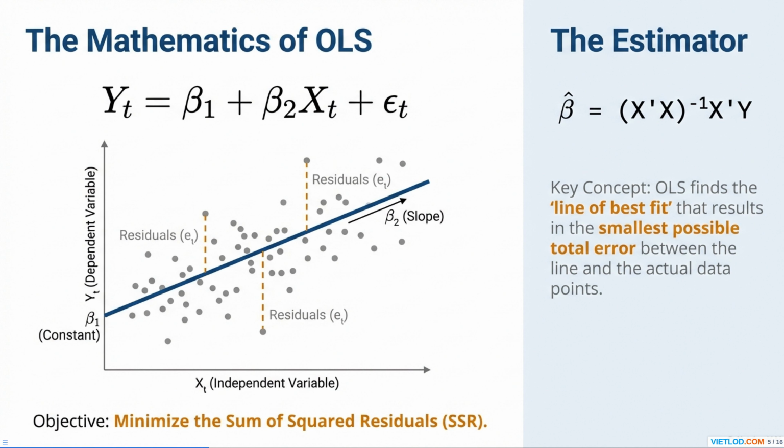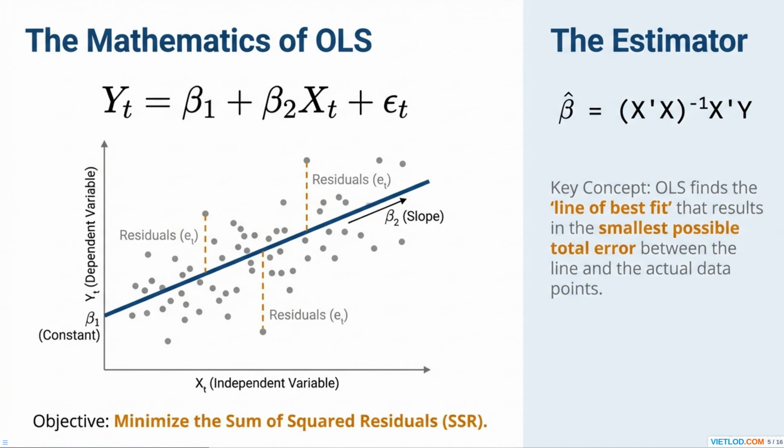The foundation of single equation analysis is the linear regression model. In its simplest form, with one independent variable, we represent it as y_t equals beta 1 plus beta 2 x_t plus epsilon_t. Here, y_t is our dependent variable. x_t is the independent variable, beta 1 is the intercept, representing the value of y when x is 0. Beta 2 is the slope, indicating the change in y for a 1-unit change in x, and epsilon_t is the error term, capturing all unobserved factors.